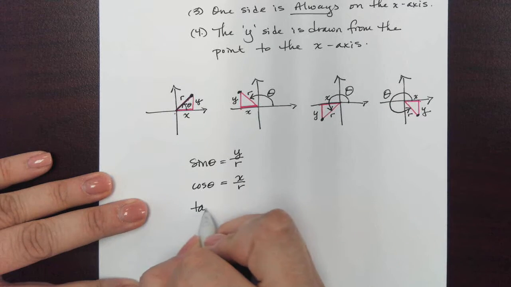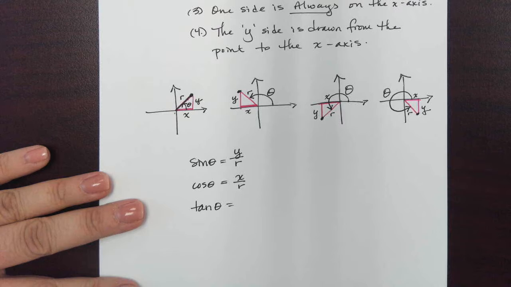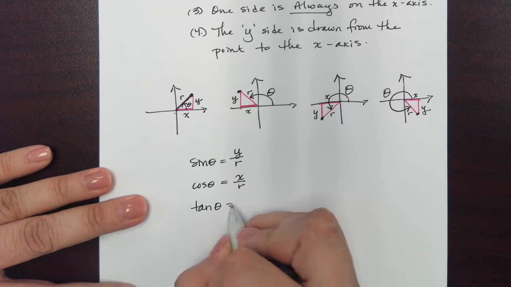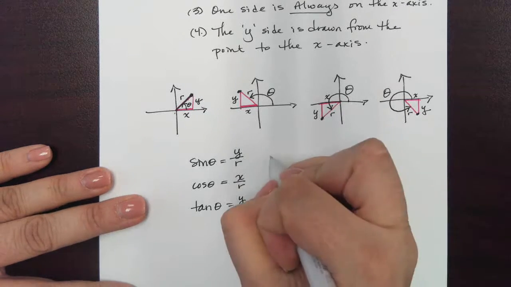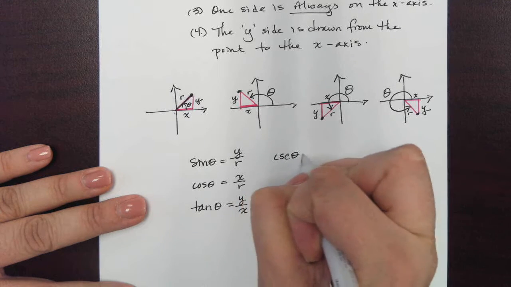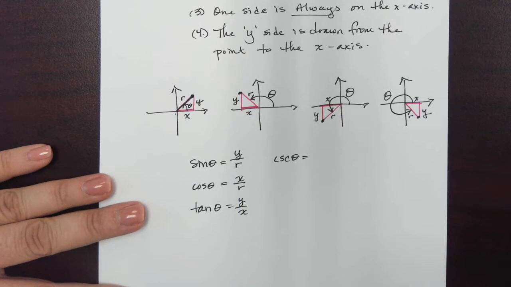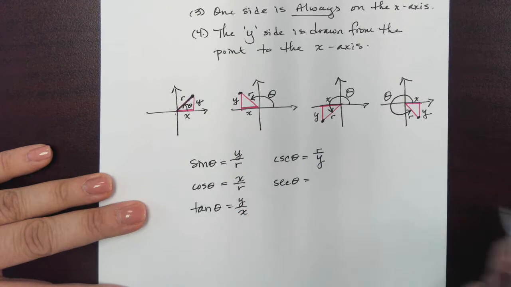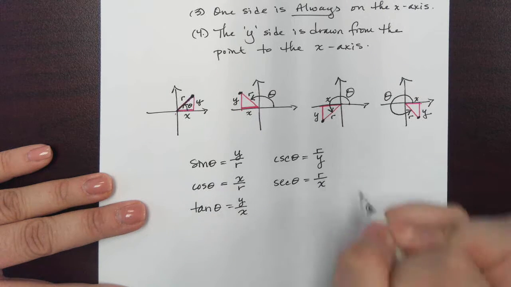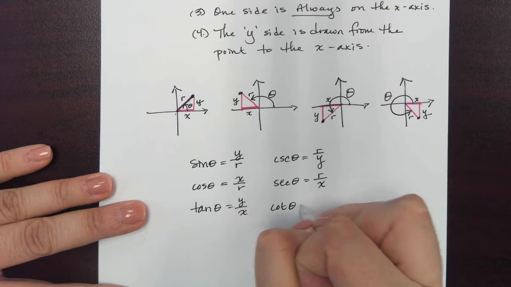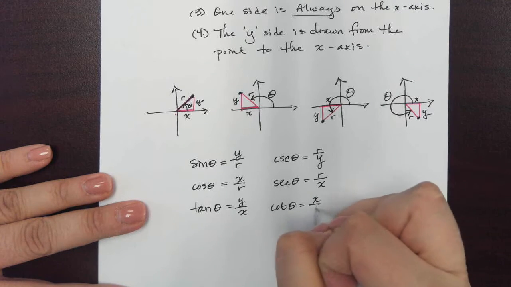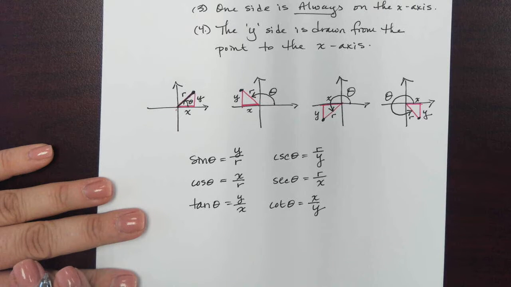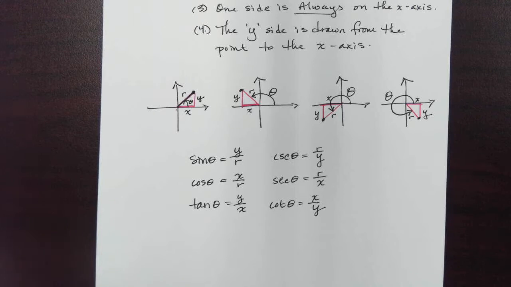What about tangent theta? Y over x? Yes, that doesn't change. What about cosecant theta? R over y. Secant theta, r over x. Cotangent theta, x over y. So for tangent and cotangent, it does not matter what the radius is. Okay, but the others, it definitely does.